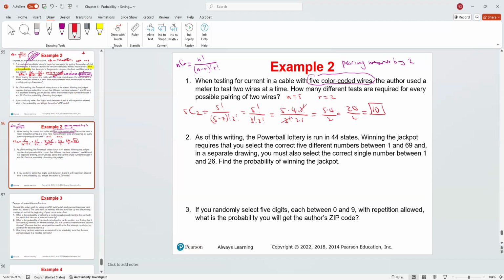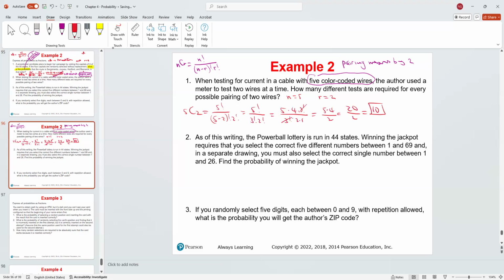We need 10 different pairwise tests to cover all combinations. So I think that's something we were supposed to think about. Of course, we were supposed to think about it. Now, let's go back and answer some very important questions according to number two.